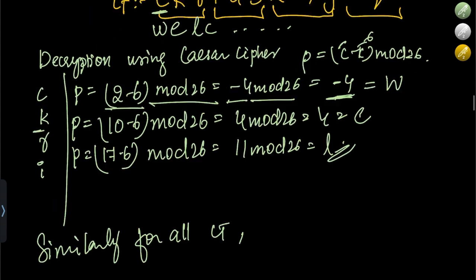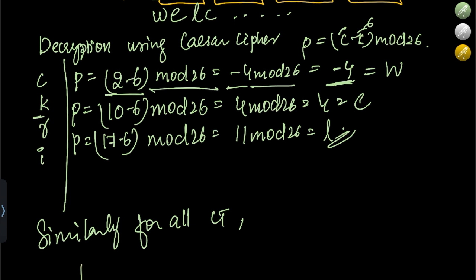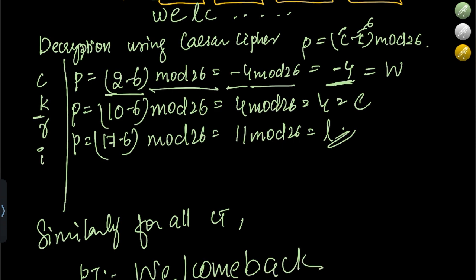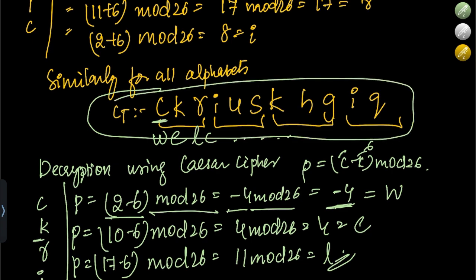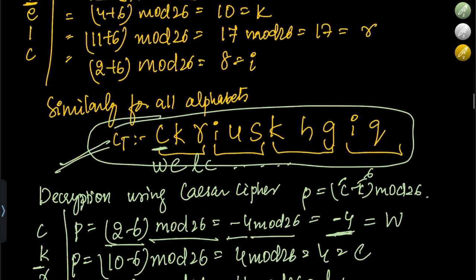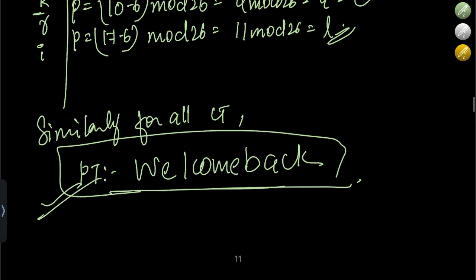Similarly, we will get back the plain text as welcome back. So this is the solution. Initially we took the plain text and converted it into ciphertext. From the ciphertext we got back the plain text. So for every question which you are solving in the exam or in general, make sure that you write the encryption and the decryption properly.